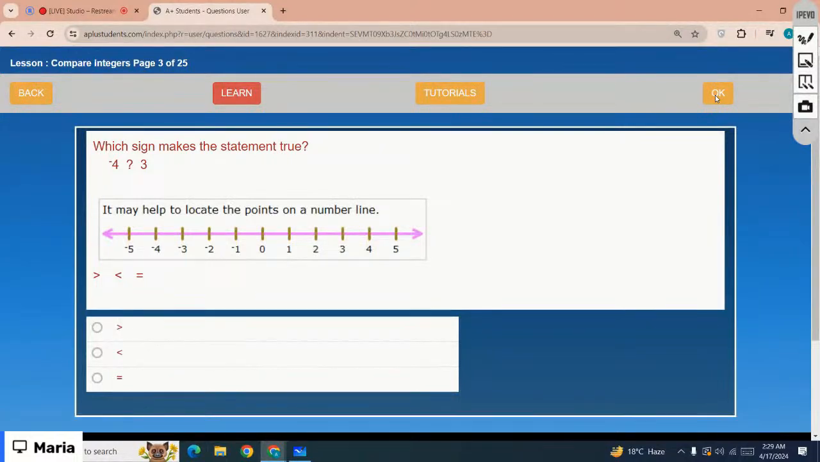Which sign makes the statement true? Negative 4 and negative 3. Negative 4 is less than negative 3, obviously, right?